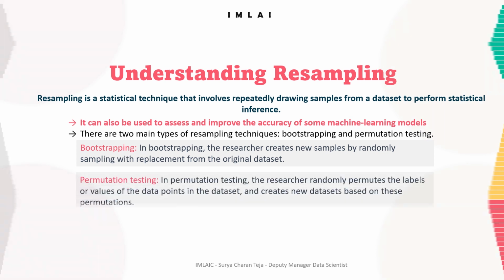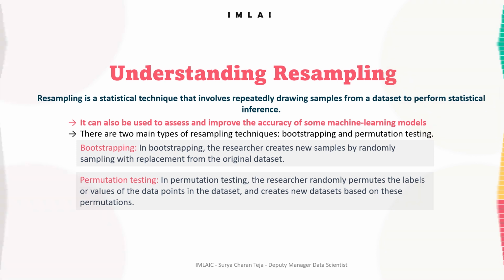The second type that we have here is permutation testing, which we have discussed earlier. In permutation testing, the researcher randomly permutes the labels or values of the data points in a data set and creates new data sets based on these permutations. The size of each permutation data set is typically equal to the size of the original data set. By creating multiple permutation data sets, the researcher can estimate the distribution of a statistic such as the difference in means between two groups. This is where the difference comes between bootstrapping and permutation testing.